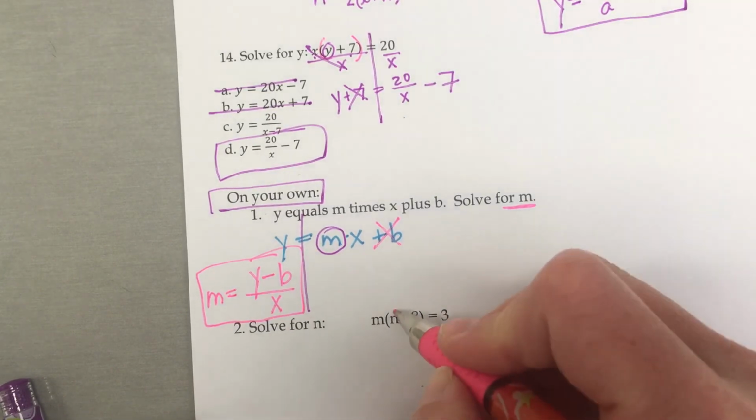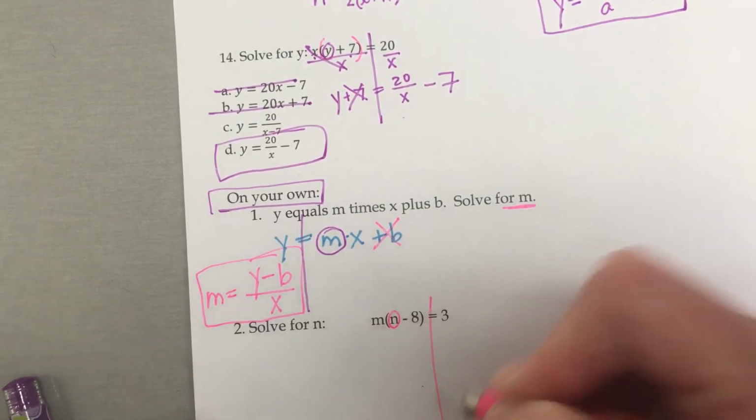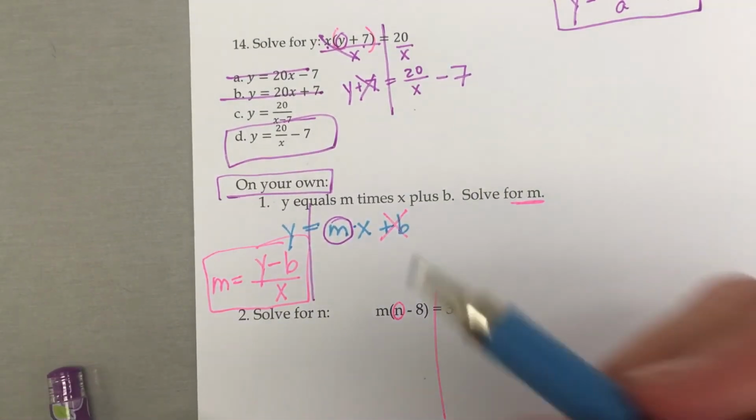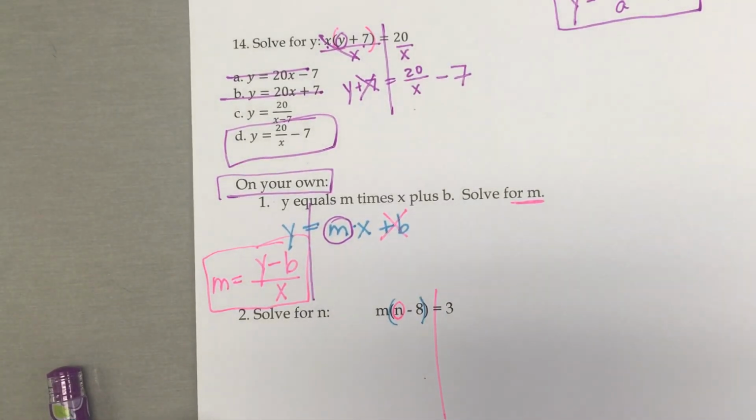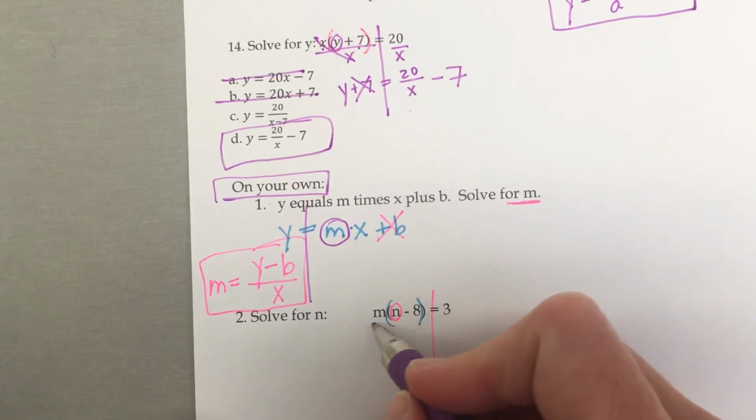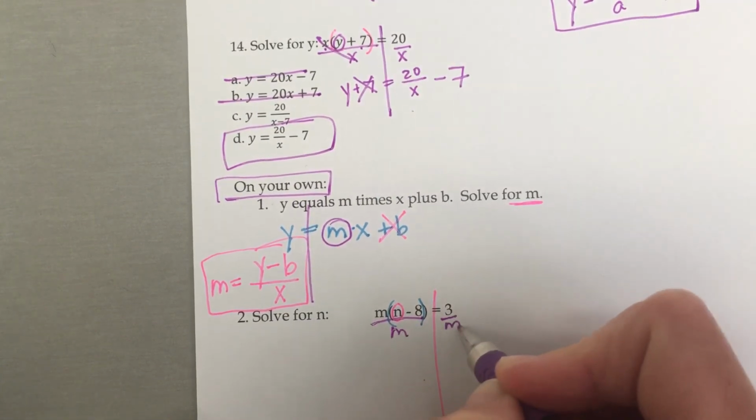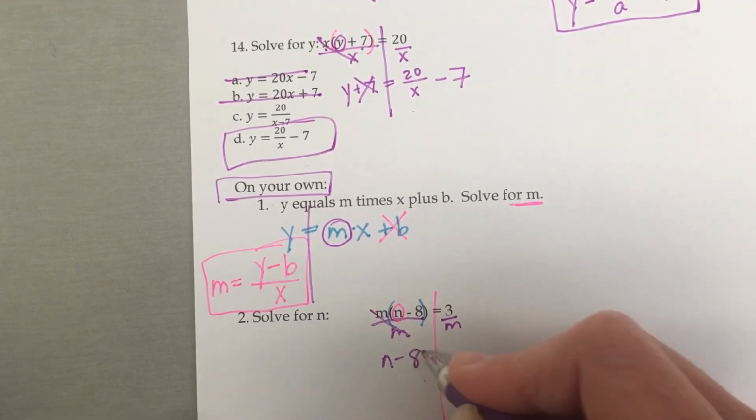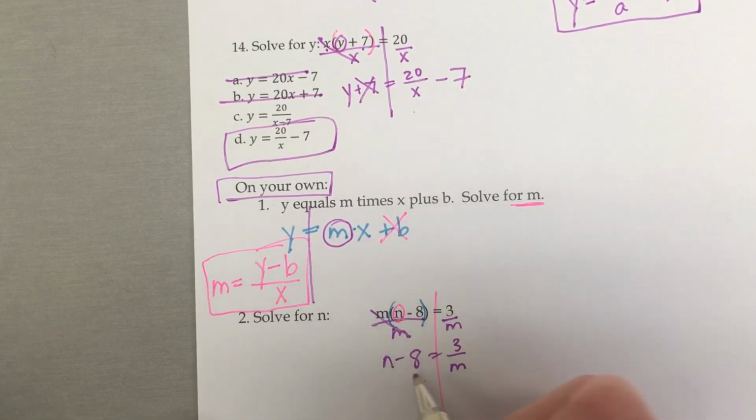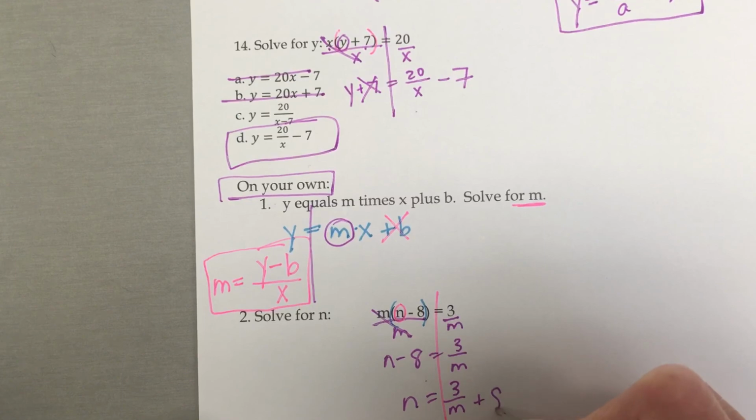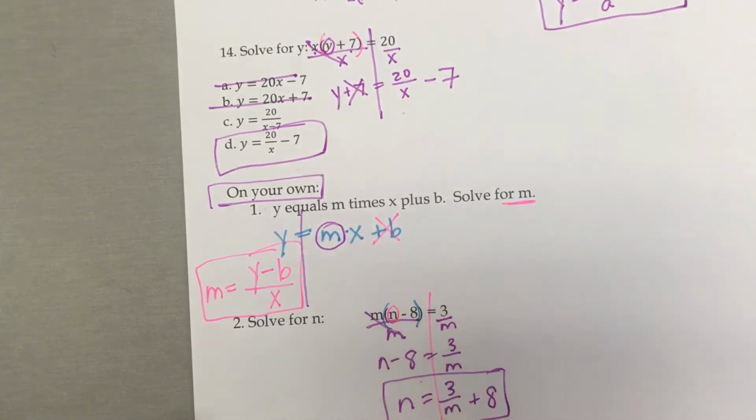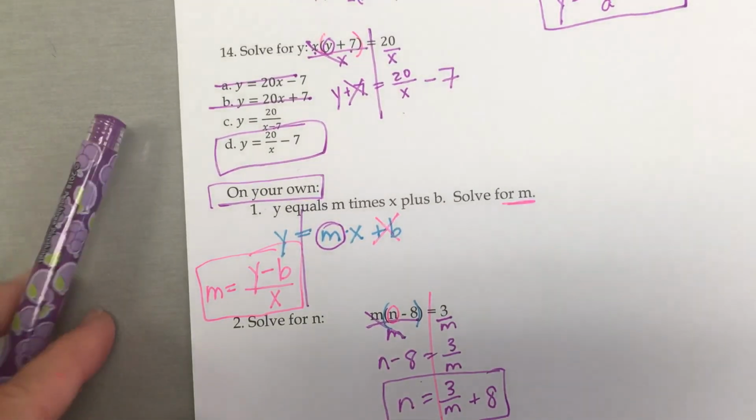Number 2, solve for n. All right, well remember this time n and 8 are best friends. They're at each other's houses. So you're going to divide by m. And then get rid of minus 8, you're going to add 8. And that's your answer. All right, let me know if you have any questions.